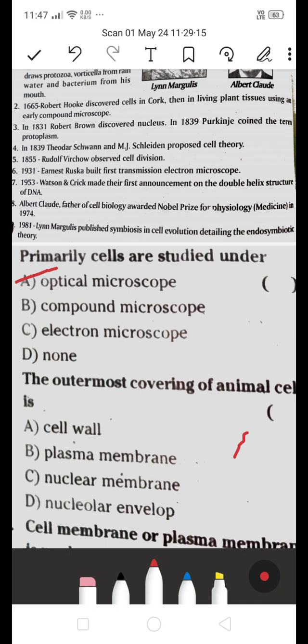And the next: the outermost covering of an animal cell, is it A, cell wall, B, plasma membrane, C, nuclear membrane, or D, nuclear envelope? Which is the right answer? The answer is B, the plasma membrane. The outermost covering of the animal cell is the plasma membrane, which is the outermost layer in plant and animal cells.